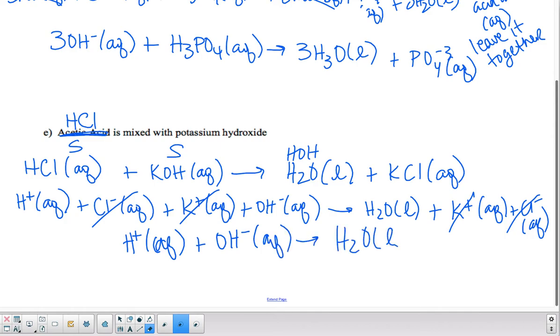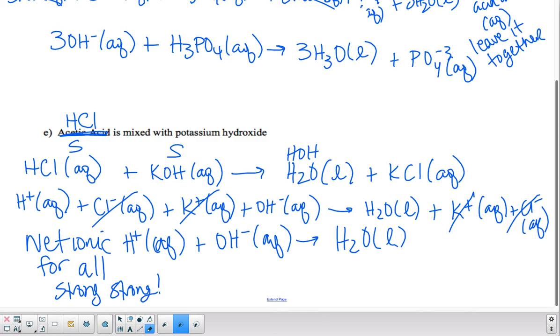What did we just do then at the end of the day? We made water. That's why this is called neutralization, because we're making water. This right here is the net ionic equation for all strong, strong acid-base reactions. No matter what strong acid or base we use, we always end up with this equation. Okay? For all strong, strong reactions. Does that kind of make sense why that would happen? Right? Yeah.